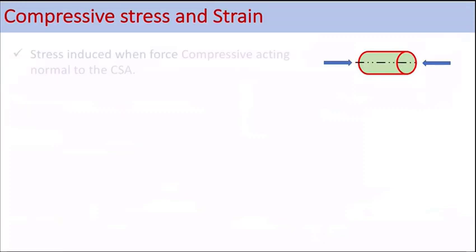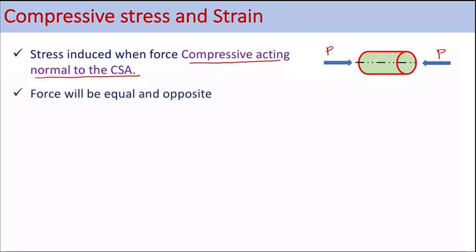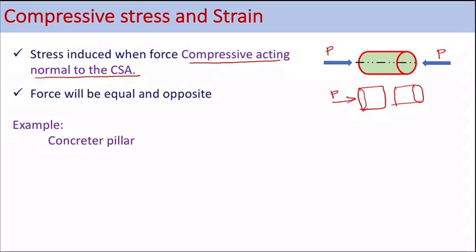Next, compressive stress and strain. Stress is induced when a compressive force acts normal to the cross section. See, these two forces are compressive forces, both equal, and due to this compressive force, let's cut the cross section. We are applying the force P. Due to this, an internal resistive force will be created to oppose this force. Example: concrete pillar. See, there is a pillar for a building. This pillar experiences compressive force.